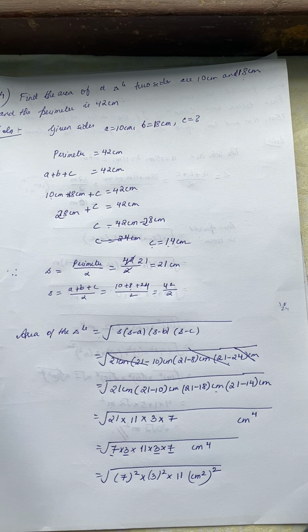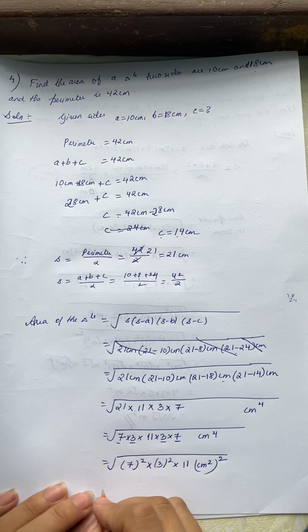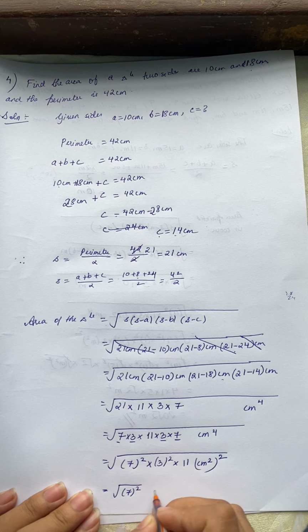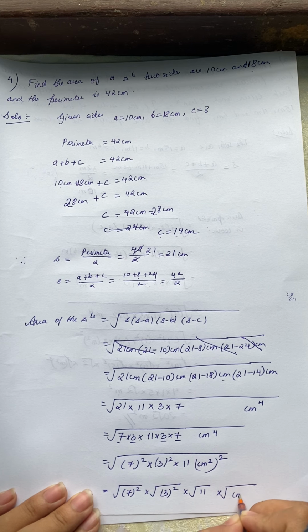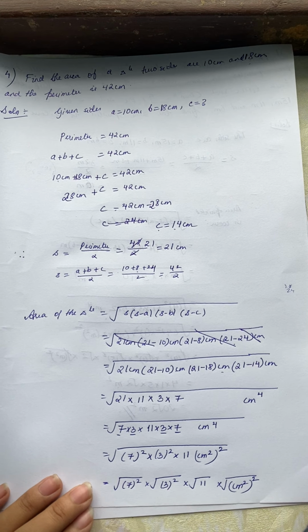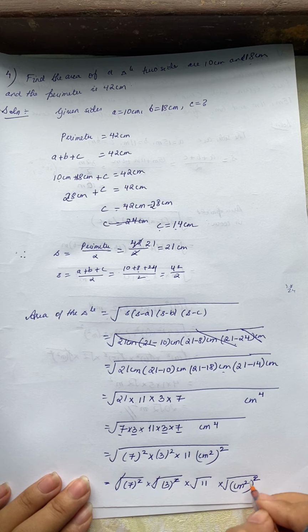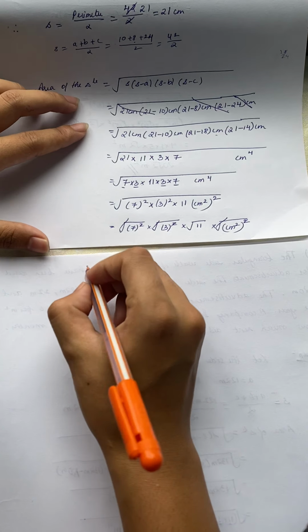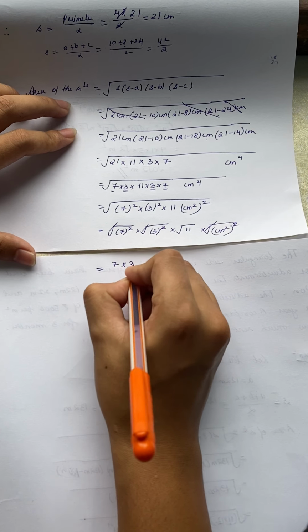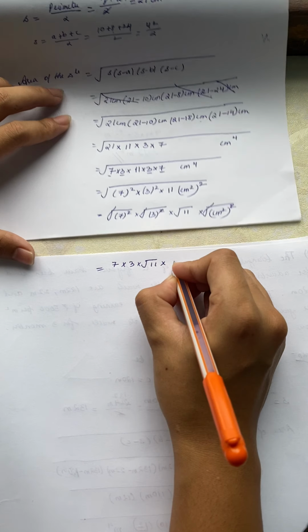Now next we'll just open them up, okay? So 3 square into root 11 into centimeter square, the whole thing square. Clear with this? Okay, so you start cancelling them out. Square, square, square, square. So what will you be left with? You will be left with this, okay? You look at this and compare these two values. You're left with 7 into 3 into root 11 into centimeter square.